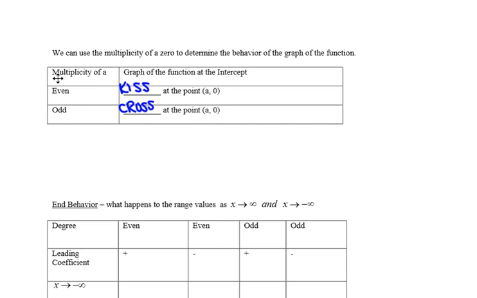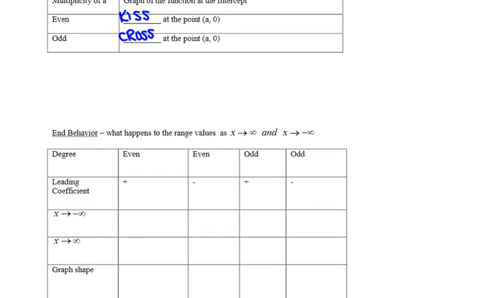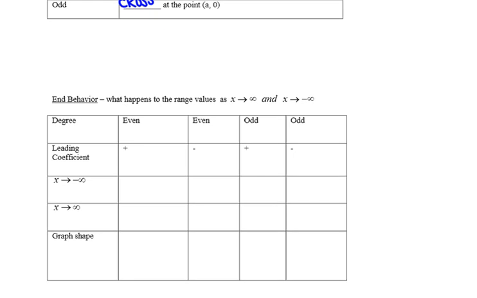Now, the other part I would like to talk about is what is called the end behavior. The end behavior is what happens to the range values as x approaches positive infinity and as x approaches negative infinity for this. Okay? So again, what I would like to do is to go back to Desmos to show what is going to happen. Now, there are two things we need to consider, both the degree, whether it's even or odd, and whether the leading coefficient is positive or negative. All right, so let's go to Desmos then.